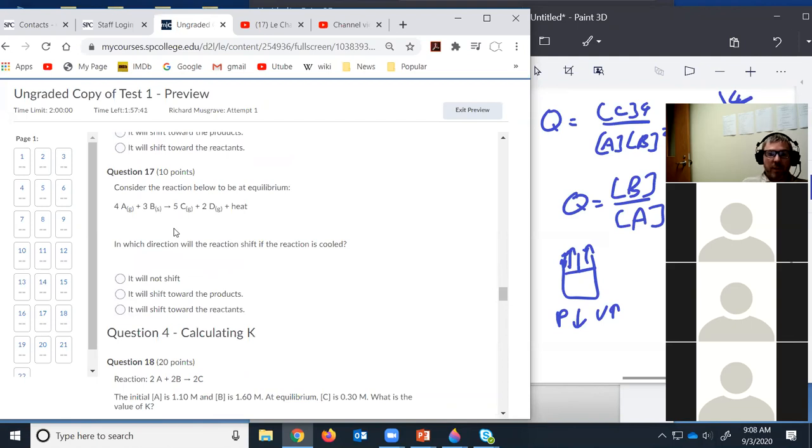All right, the last one here. Well, it's going to be the same as what we had earlier. Reaction's cooled. The heat is on the product side here. I think it was different from the last one. It will shift towards the products if we cool the reaction. Any questions?